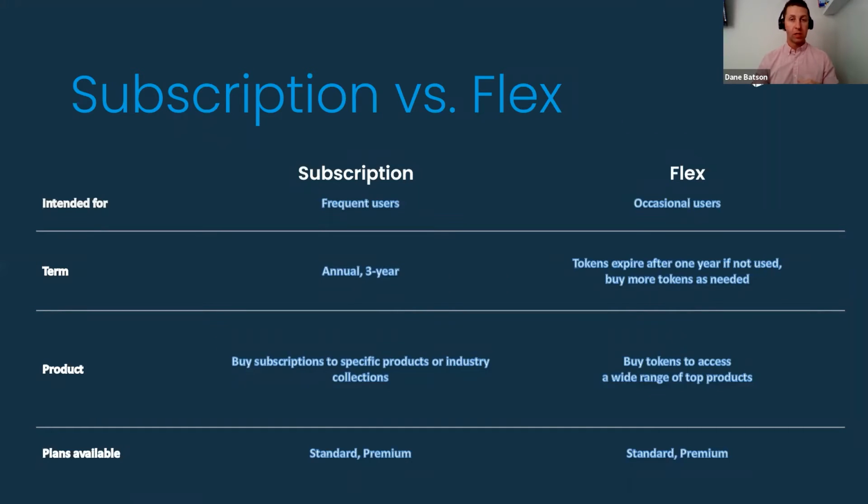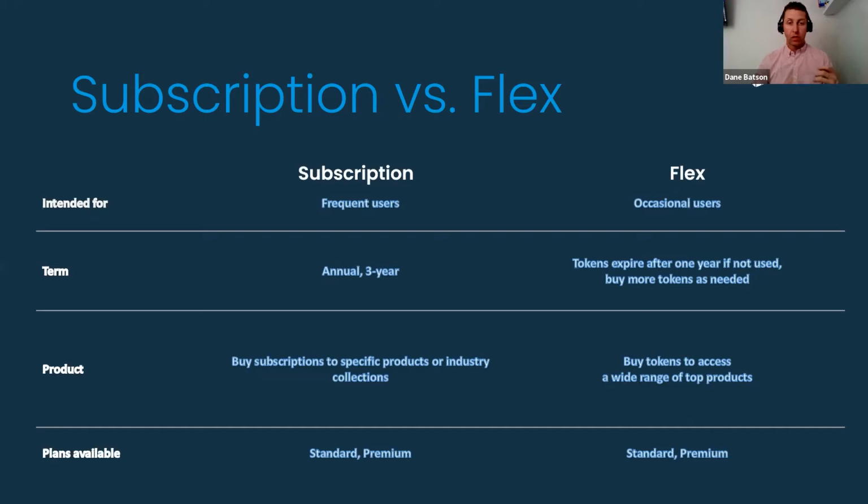There is a bit of difference in the term for subscription versus Flex. The subs are available on an annual or a 3-year term, as you're well aware of. Flex is only available on a 1-year term currently. If you use those tokens within that 1 year, then you would just re-up and go buy more tokens. If you get to the end of that year and you have not used those tokens, they do expire and you would have to purchase more. There's no kind of rollover period or anything like that. It is just set to a 1-year period for you to use those Flex tokens.